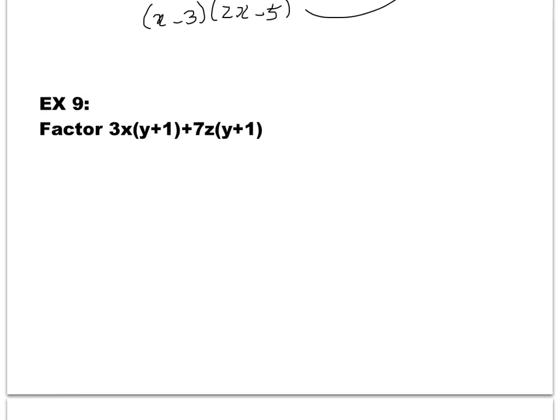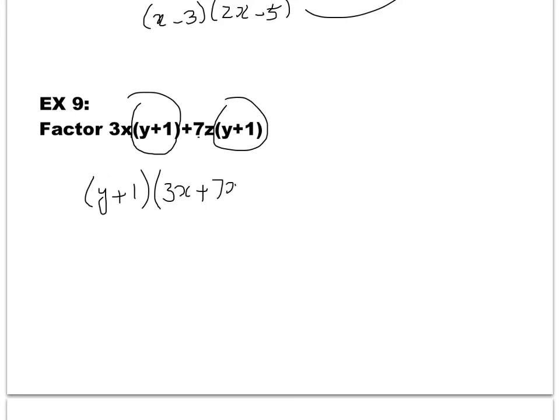Now let's do another example. In this example, I have to factor this binomial. You can see just by looking that y plus 1 is common between the two terms, so I'm going to factor out y plus 1. But before I continue, remember, there is no GCD between 3 and 7, and between x and z there is no GCD. So if I divide everything by y plus 1, 3x times (y plus 1) divided by (y plus 1) is 3x. 7z times (y plus 1) divided by (y plus 1) is 7z. And that's the final answer.